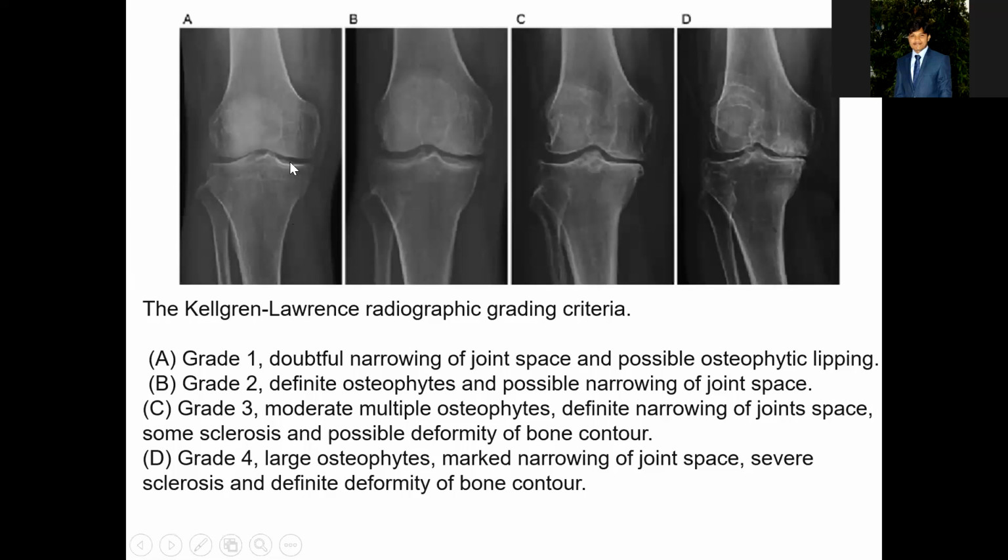In grade 1, the joint space narrowing is doubtful with possible osteophytic lesions. In grade 2, osteophytes are definite with possible narrowing of the joint space. In grade 3, the joint space is narrowed with multiple osteophytes, with some sclerosis and deformity of the bone contour present. In grade 4, grade 3 changes are present with deformity of the joint.